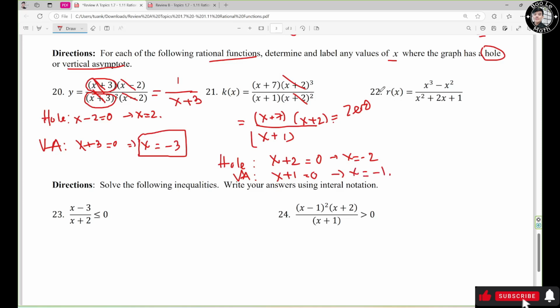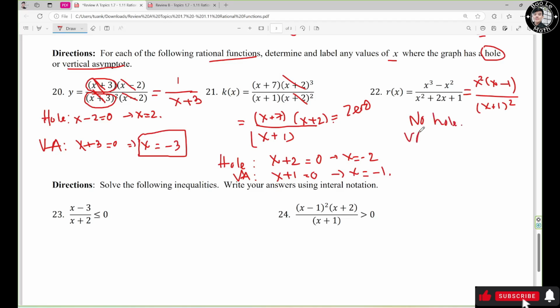Alright, number 22. You need to factor s squared out first, right? So I have s squared times s minus 1, right? Denominator, this is a perfect square. It's going to be s plus 1, all squared. Look at the numerator and denominator. You don't see any common factor, right? So there is no hole in this situation, right?